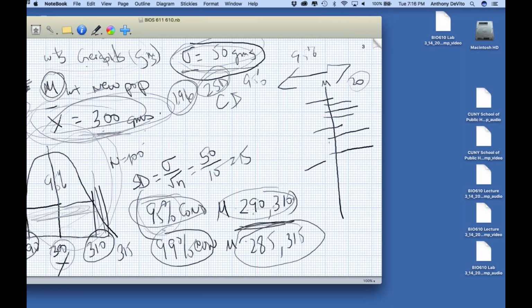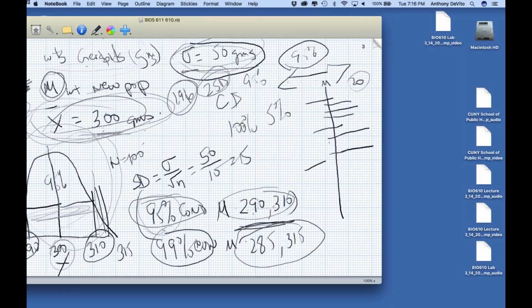I'll miss it one time, right, out of 20. If I did it 100 times, I'd capture the population mean 95% of the time, but I would miss it 5% of the time. So we're never really 100% sure that we've captured the population mean, because our sample size would have to be so big to be 100% sure that you get into a meaningless range.